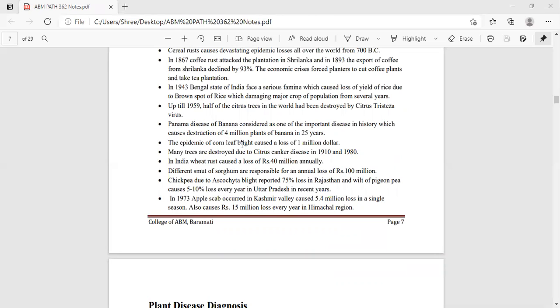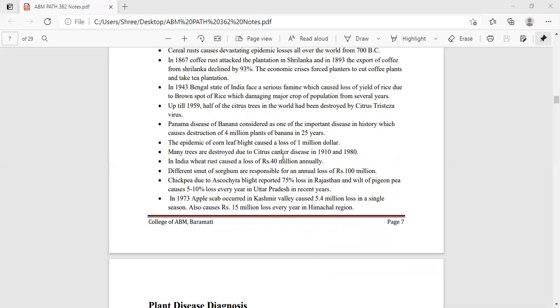So for the last 25 years, all over the world, it has been causing 4 million in losses. The epidemic of corn leaf blight caused a loss of $1 million every year. So that also highly affected South Africa and some other African countries.